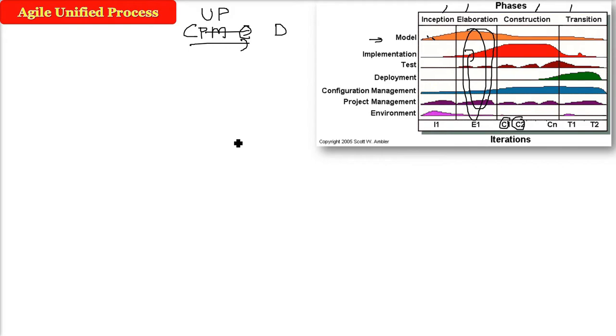Now, this is the agile unified process. We already know about the rational unified process and others. So why not add agility to the unified process? These phases and process patterns are already established. We can use them. We are already using them.